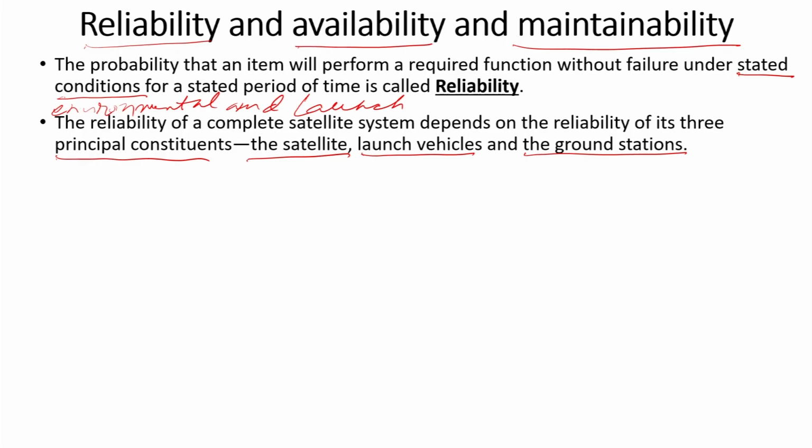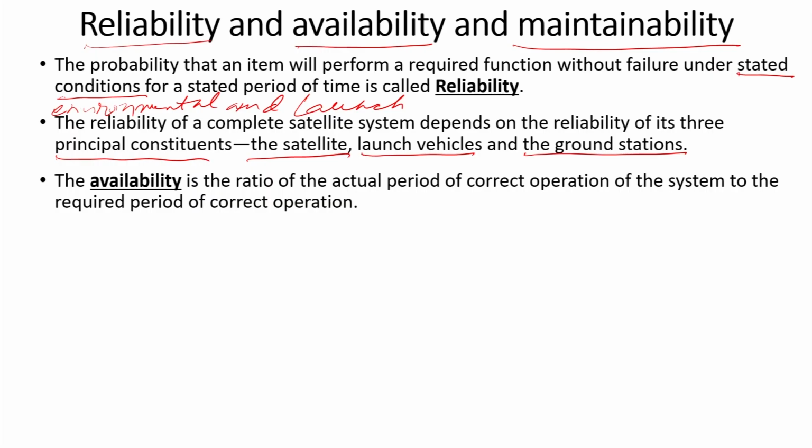So, if the ground station is not functioning, then you will not have the availability, or you will not have the satellite services. Now, the next term which I said is availability. What is availability? Availability is the ratio of the actual period of correct operation of the system to the required period of correct operation. So, this is called the availability.